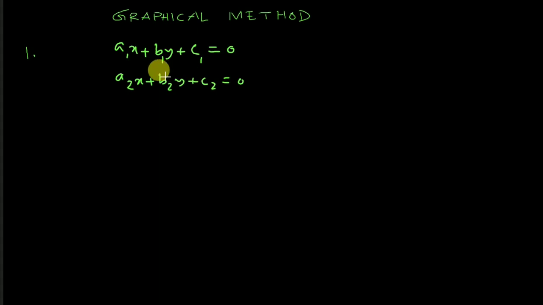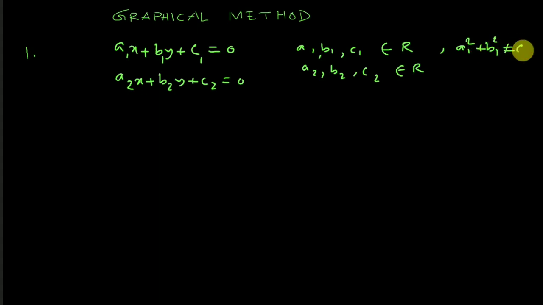So the general form of the pair of linear equations in two variables x and y is like this, where a1, b1, c1 and a2, b2, c2 are all real numbers, meaning they belong to the set of real numbers. Not only that, the coefficients of x and y will not be simultaneously equal to 0. That means a1² + b1² ≠ 0, and here also we have to write a2² + b2² ≠ 0.